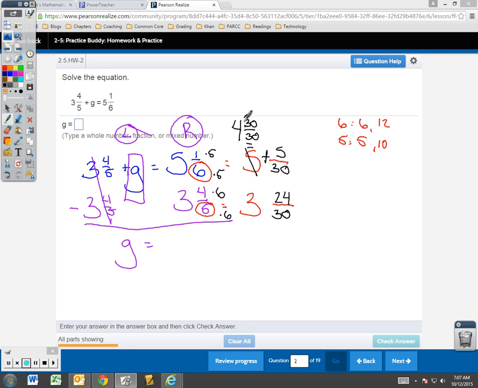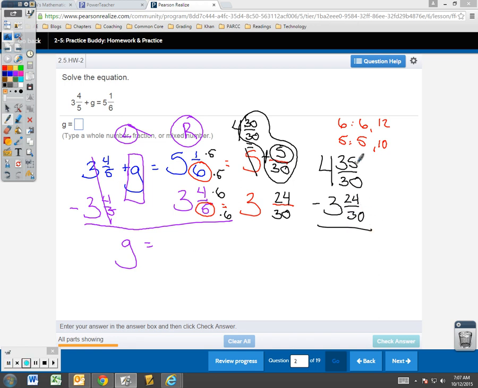Well, let's take these here and combine them now. So now we have 4 wholes plus the one whole that I renamed, and I add that to the part that I had over here of that other whole. So I have 4 and 35 30ths minus 3 and 24 30ths.